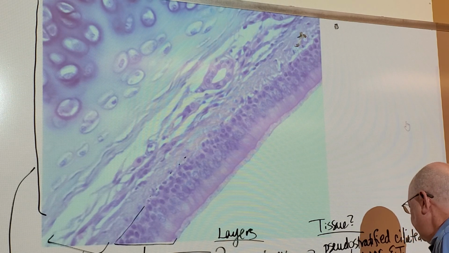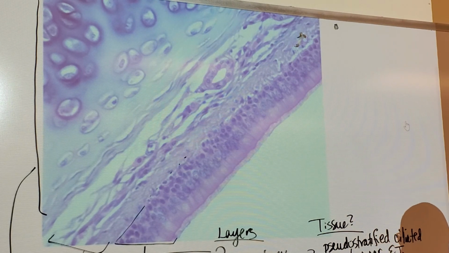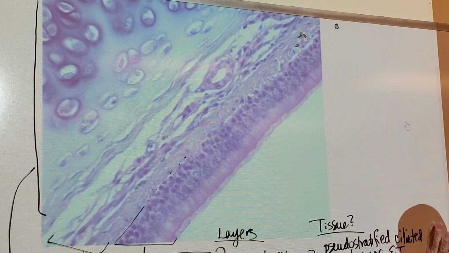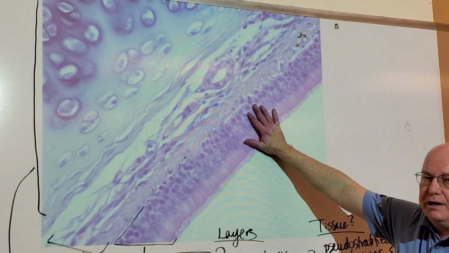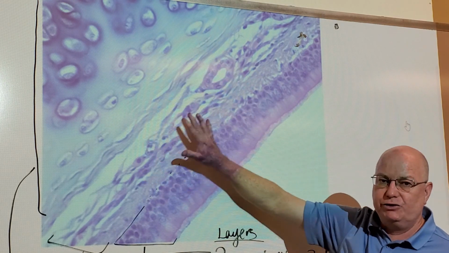So essentially, we don't tend to ask about the lamina propria on this slide, but there's essentially 4 questions, really 5 questions I could ask. What structure are you looking at? And you can say the trachea. The whole slide is the trachea.